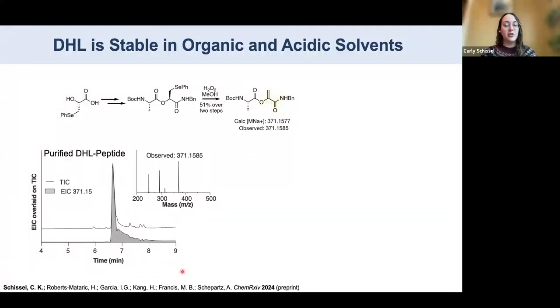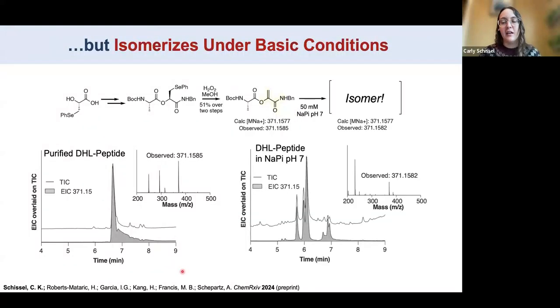Okay, and then something really crazy happened when I added base to this molecule. So when I put this molecule in sodium phosphate buffer at pH 7, I actually see rapid isomerization of those peaks. And so the extracted ion chromatogram here is the same, where I'm extracting for the same mass, but now you can see that molecule has changed.